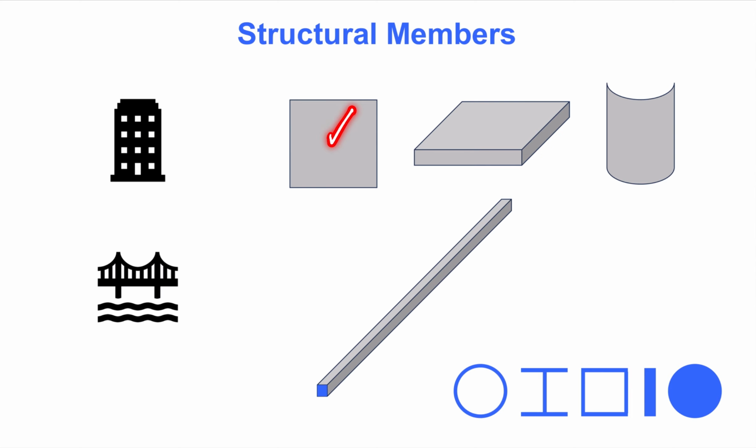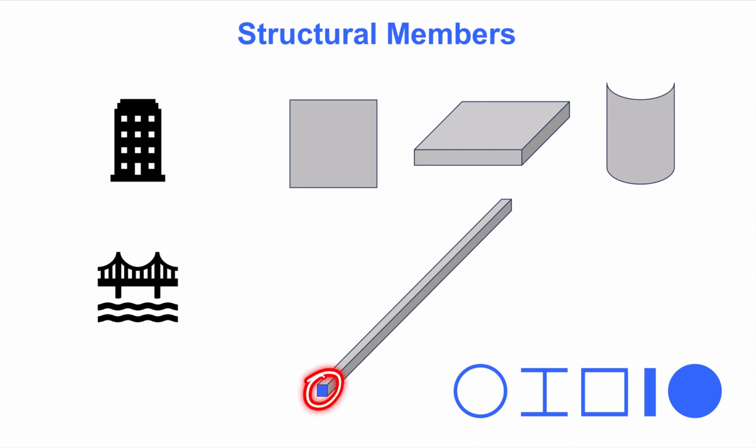Two-dimensional continuum members carry load only in their plane. Plates carry load perpendicular to their plane. Shell elements carry load both in their own plane and perpendicular to it. However, the most common types of structural members are truss, beam, and frame members. They are one-dimensional members in the sense that their longitudinal dimension is much larger than the cross-section dimensions.